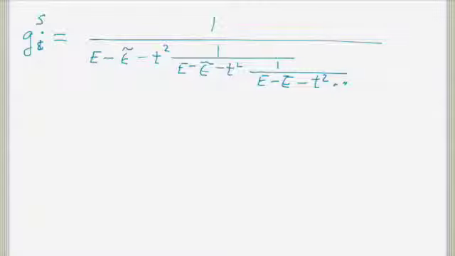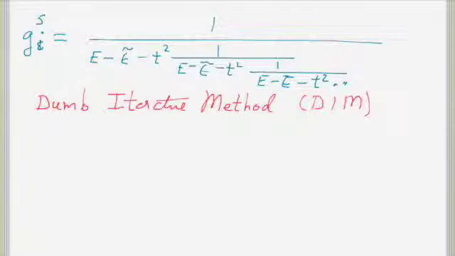The dumb iterative method. So this is a dumb iterative method. It's incredibly robust, incredibly simple, and not too bright. Dim. The dim method. All right. Okay, so as we said, this gives you, roughly speaking, linear convergence.